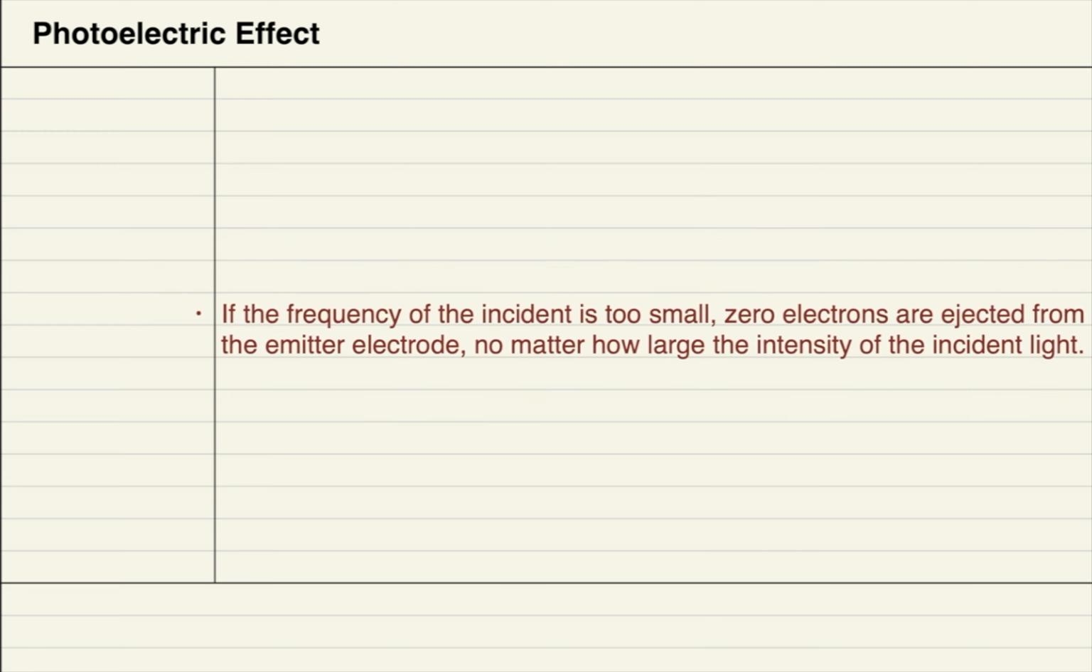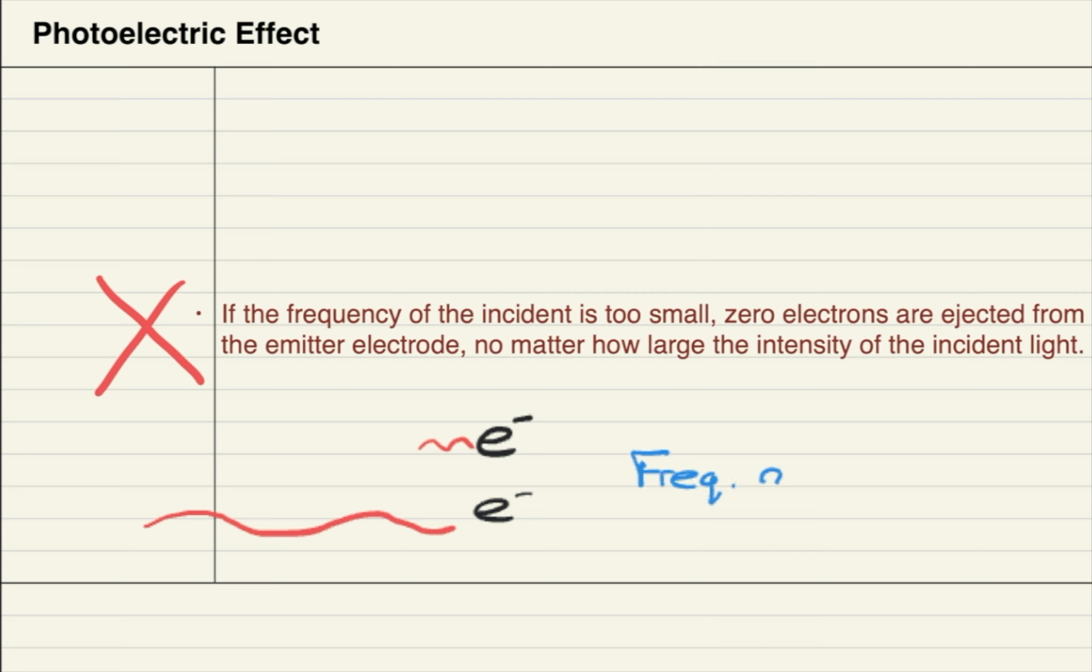Okay, fourth. If the frequency of the incident light is too small, 0 electrons are ejected from the emitter electrode, no matter how large the intensity of the incident light. For this one, wave theory is a total utter fail. In wave theory, frequency is just telling us how close the peaks are to one another. It's not the energy or anything to do with the energy, just how close the peaks are. So I can't imagine at all how the frequency could control whether photoemission happens or not. It just doesn't make any sense.